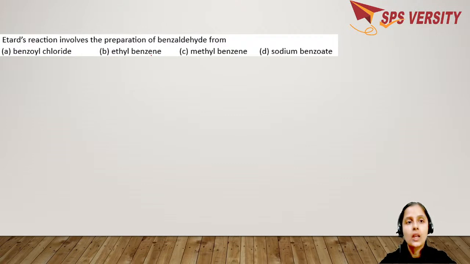Etard reaction involves the preparation of benzaldehyde from. The answers are benzoyl chloride, ethyl benzene, methyl benzene, and sodium benzoate. What do you think the answer is? What do you think the right answer is?